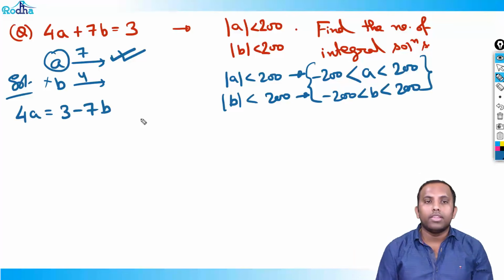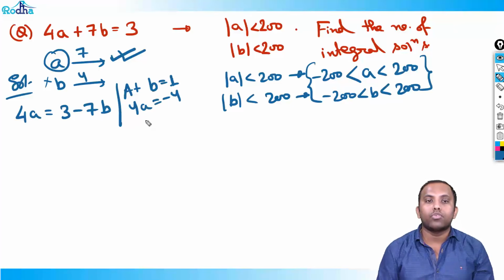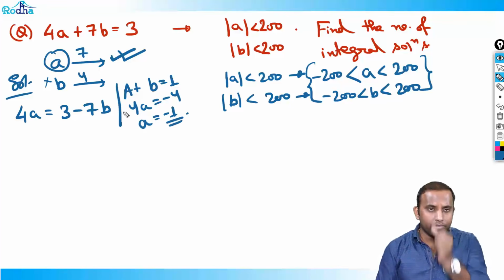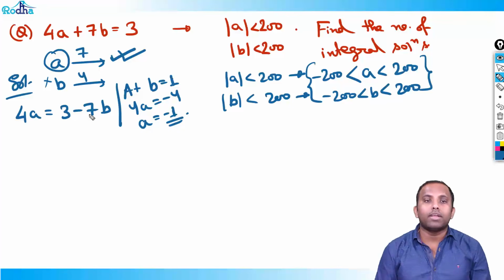So I can observe here that at b equal to 1, I'll get 4a is equal to minus 4, that is a equal to minus 1. That's it, you can simply observe. At b equal to 1, I'll get a equal to minus 1. That means for the a series, which lies between minus 200 and 200, I got one number as minus 1.